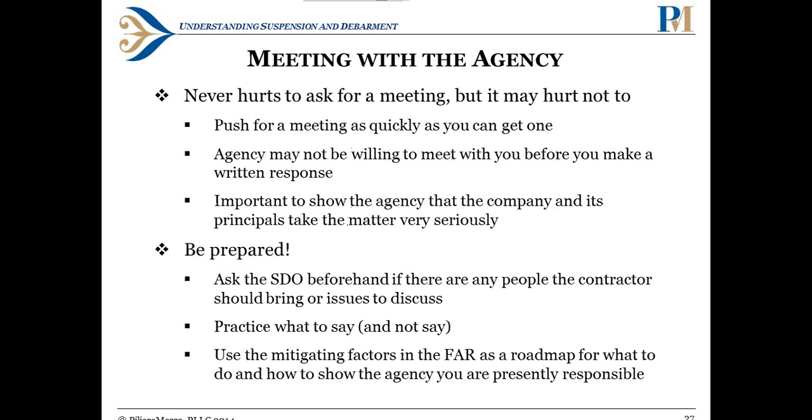We recommend meeting with the agency. It's one of the things the FAR outlines that you're entitled to normally. We would push for a meeting as quickly as you can get one, but not so quickly that you don't have your investigation complete and your steps in place. They may not be willing to meet with you before you make a written response, but you should definitely see if they will.